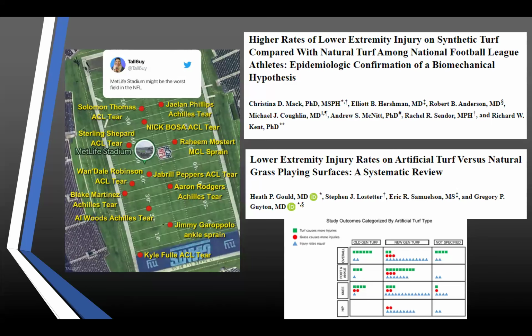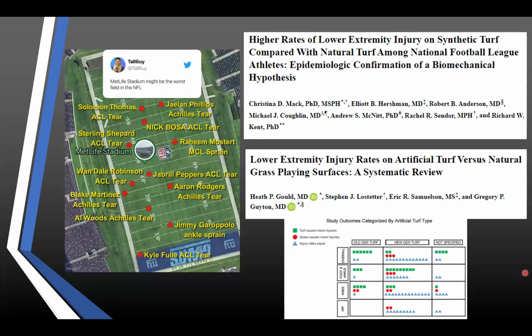But a 2022 more recent systematic review looked at studies of injuries on turf and grass for all levels of competition, whether you're a professional, high school, or youth. They found that there was really no significant difference when looking at the new generation of turf. The older generations leaned toward turf causing more injuries, but the newer generation was found to be equal, and turf doesn't really seem to make a difference.